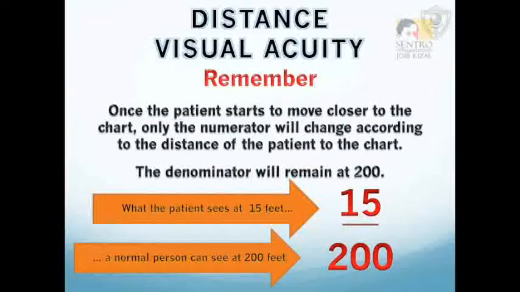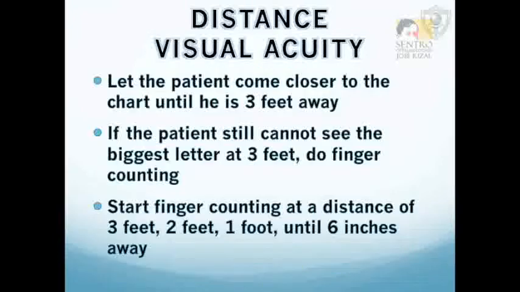Remember, once the patient starts to move closer to the chart, only the numerator will change according to the distance of the patient to the chart. The denominator stays at 200. For example, at 15/200, what the patient can read at 15 feet, a normal person can see at 200 feet. Let the patient come closer to the chart until he is 3 feet away.